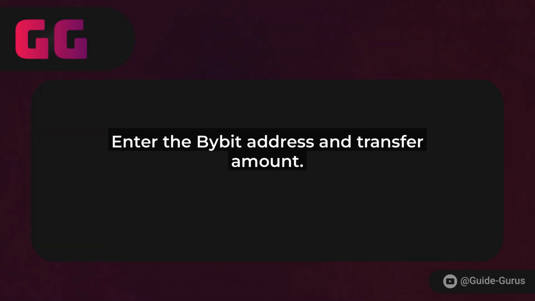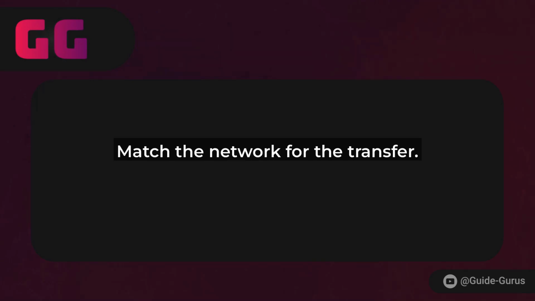Next, enter the amount of USDT you want to transfer. Remember, there might be network fees, so check the estimated costs first. Select the appropriate network, like Tron or Ethereum, depending on what's supported in 2025. Always match it with Bybit's requirements. Once everything looks good, hit Confirm and authorize the transaction. You might need to verify this with two-factor authentication for added security.